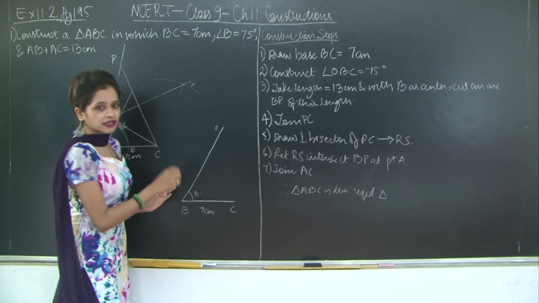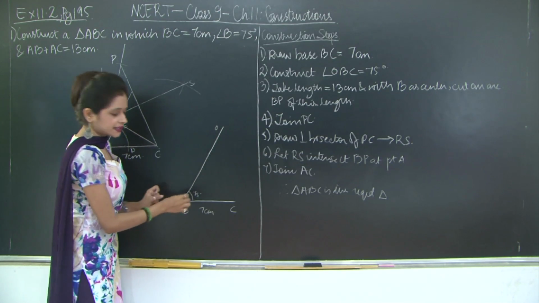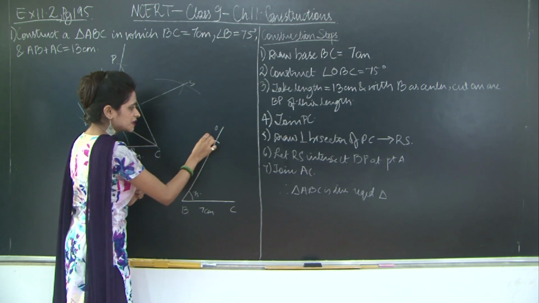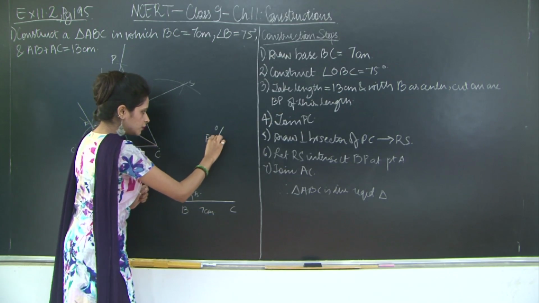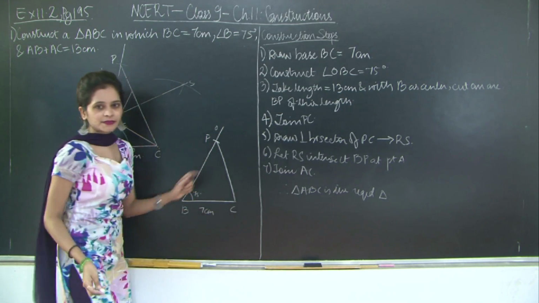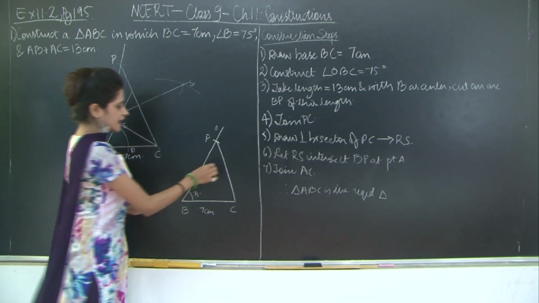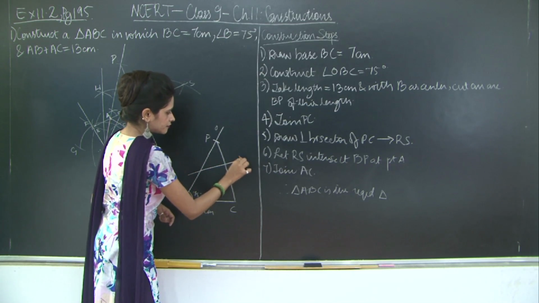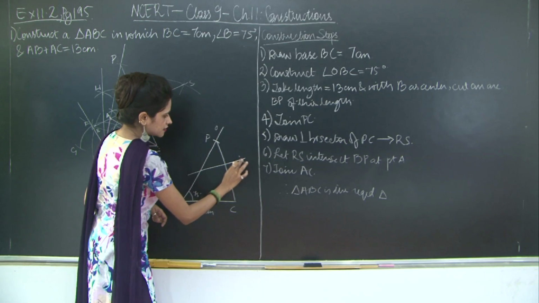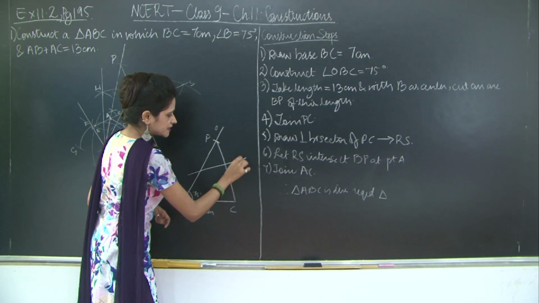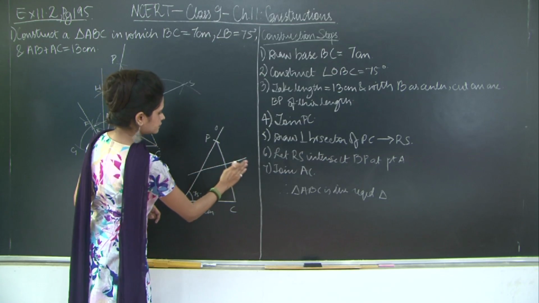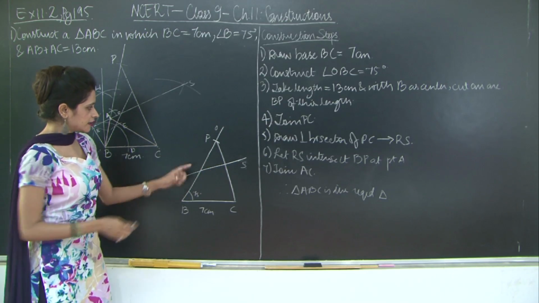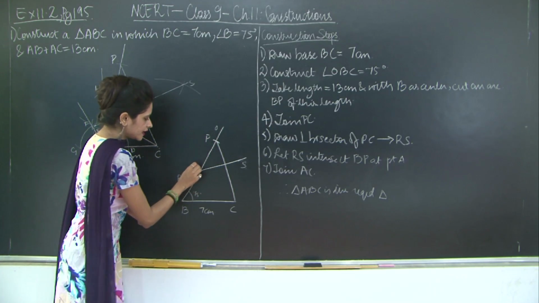Now I do not know where A would exactly be. So I take a length of 13 centimeters here from B and I call this length BP. Then I joined P to C. So this is my PC. Now I draw the perpendicular bisector of PC and I call it RS. Right? So this is the perpendicular bisector of PC, RS. I am saying let RS intersect BP at point A.